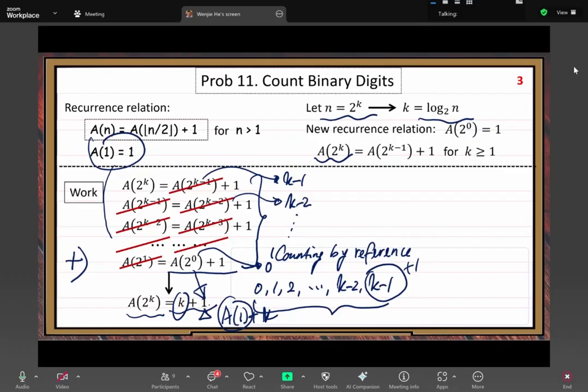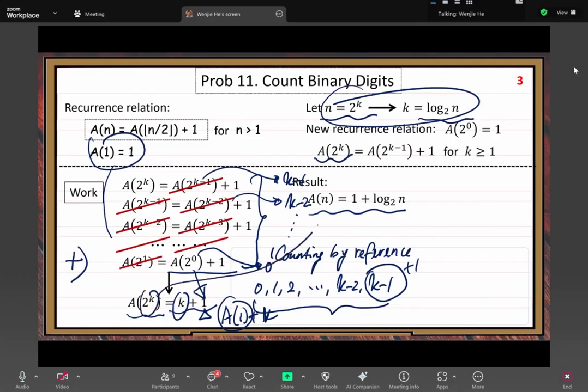All right. Then, conclusion. After that, we need to write the final formula, the conclusion. First, we need to go back to n. So the result, a of n equals 1 plus log base 2 of n. Because that 2 to the k is just n, so we replace 2 to the k by n. Then 1 plus k, replace k by log base 2 of n. So this is our final formula.